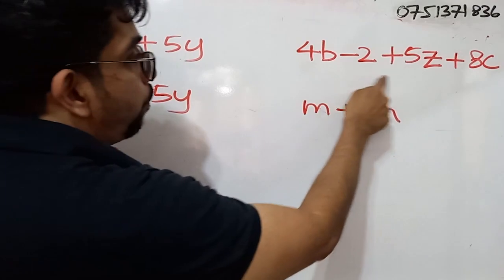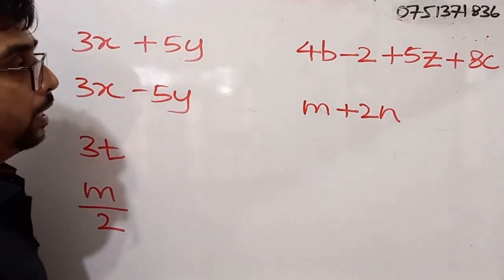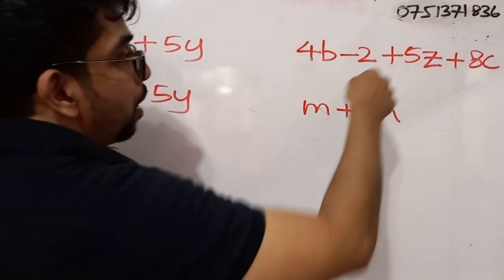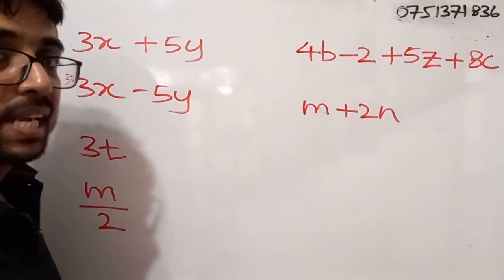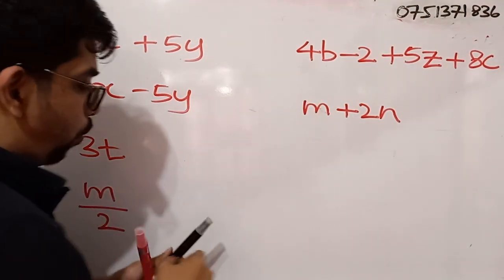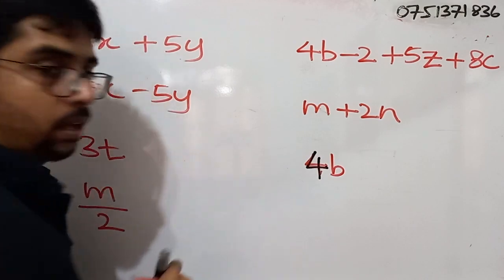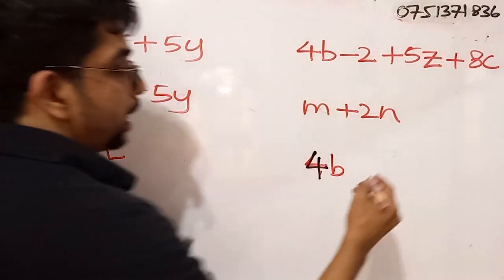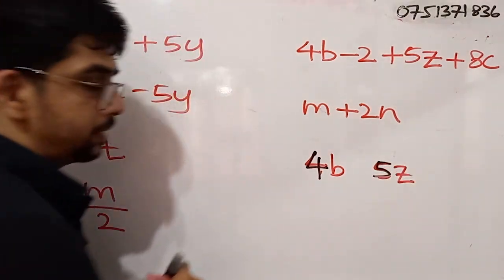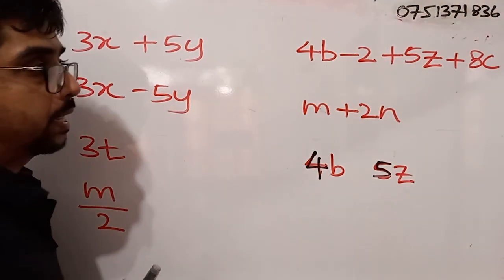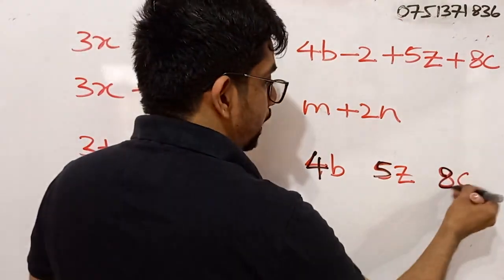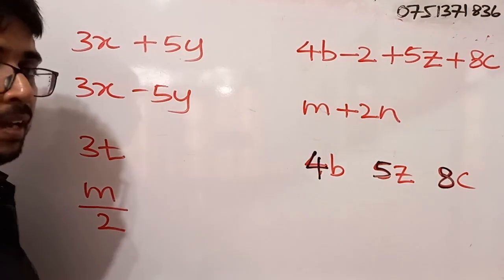So here we have 4 terms, right? First term, second term, third term, fourth term. So here minus 2, it is what? It is a constant. Minus 2, it is a constant. If we think about 4b, 4, that is the coefficient of b. If we think about 5z, 5, that is the coefficient of z. If we talk about the fourth term, 8c, 8, that is the coefficient of c.